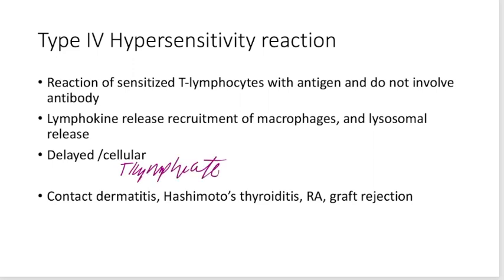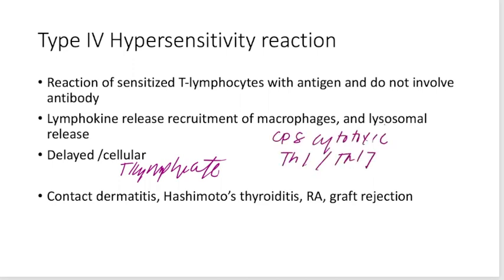So this is reaction of sensitized T lymphocytes with antigen and do not involve antibody. So therefore it's cellular, not humoral, because there is no antibody. Lymphokine release, recruitment of macrophages, and lysosomal release. So type 4 mechanisms occur either through cytotoxic T lymphocytes or lymphokine producing T helper 1 and T helper 17 T cells.